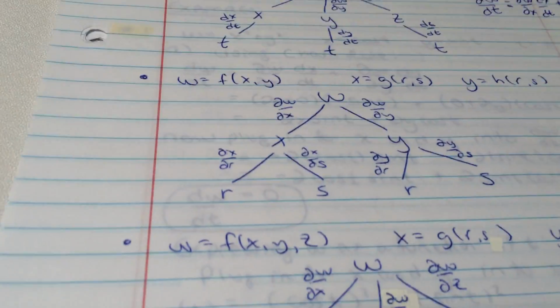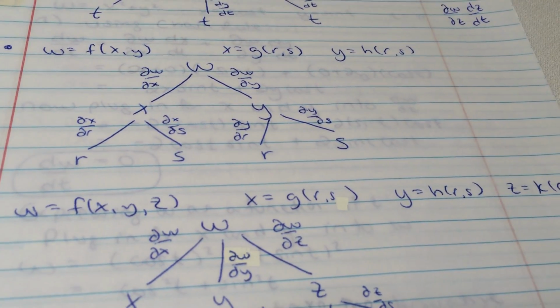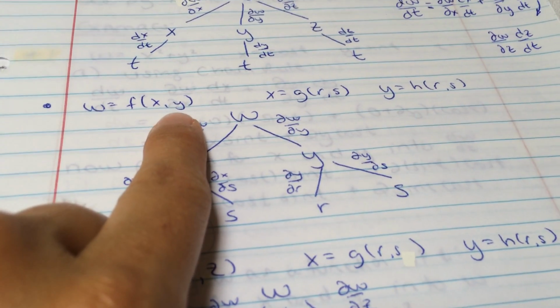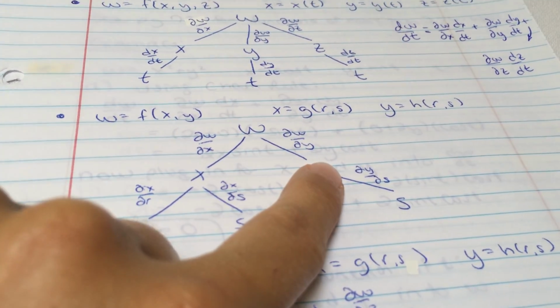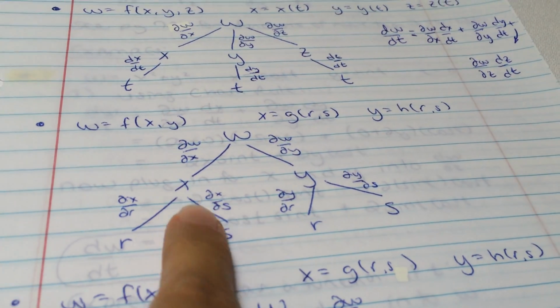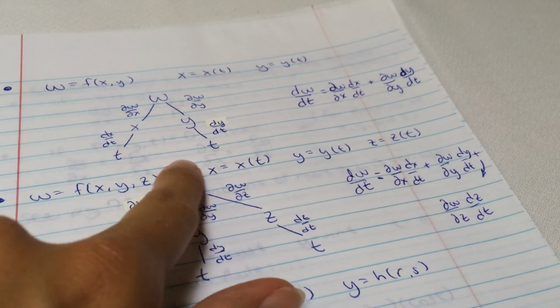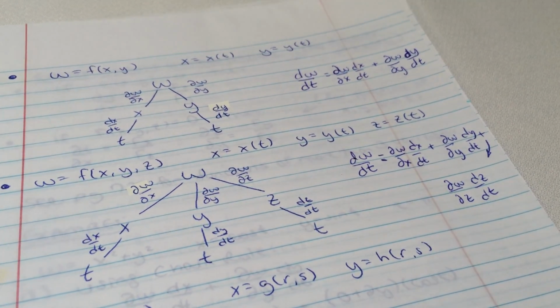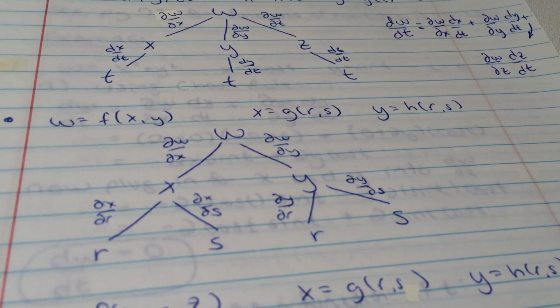Now let's look at the next case. These are the two cases where your x and y, and z if you have it, are functions of two variables. First case, w is a function of x and y. So you start from w, branch off to x and y. And then x is a function of r and s, so x branches off to r and to s, and same thing with y. Notice at the bottom before, all you saw were t's: one variable at the bottom, one answer. But here, two variables at the bottom, two answers.